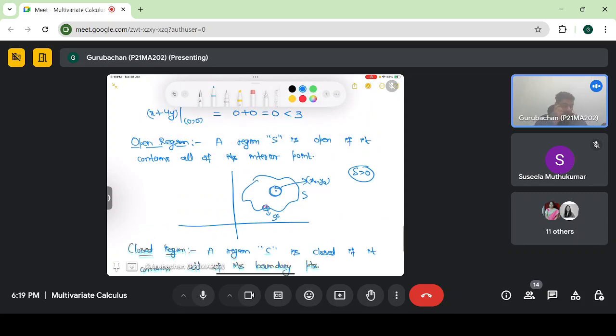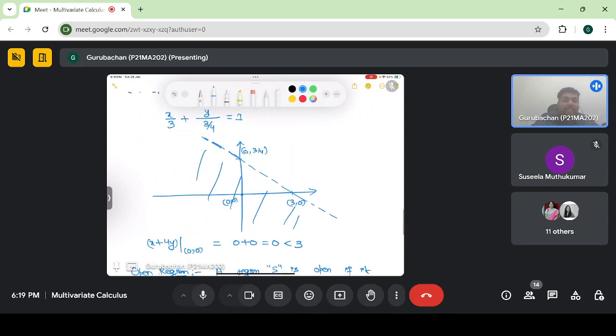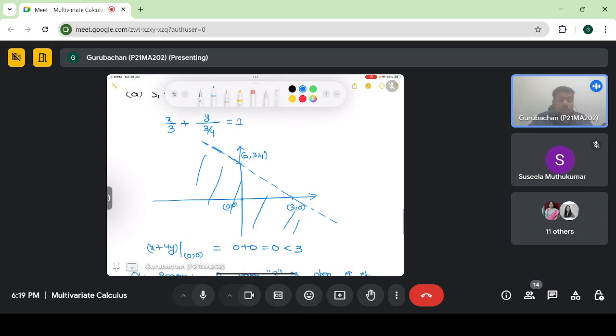Now we need to check in this S1 whether it contains its boundary or it is an open set. Clearly the boundary of this S1 region will be this line, this line. So it does not contain its boundary. That means S1 is not a closed set.